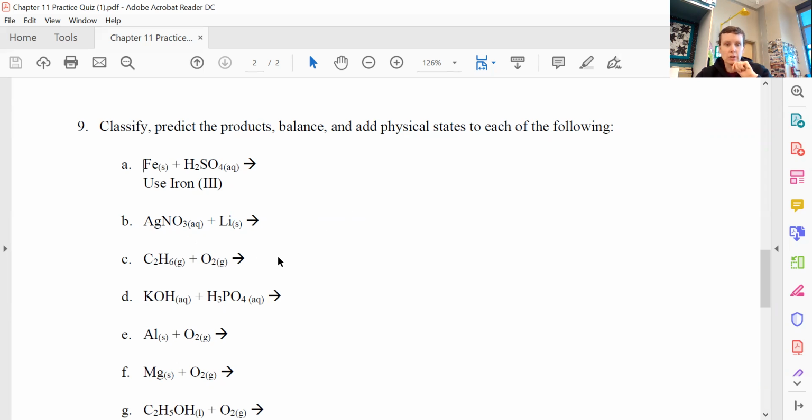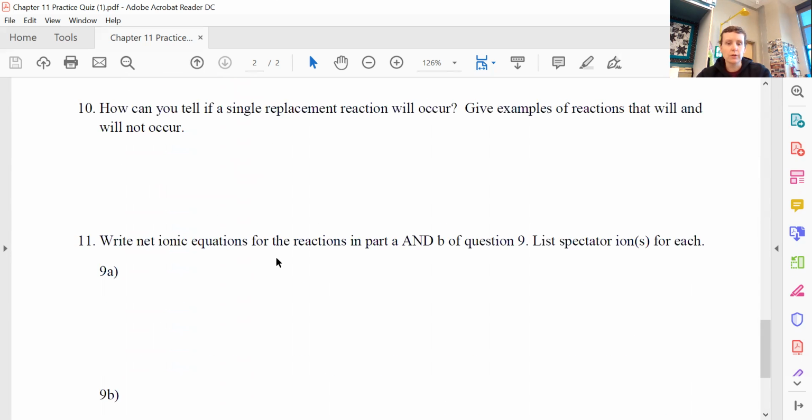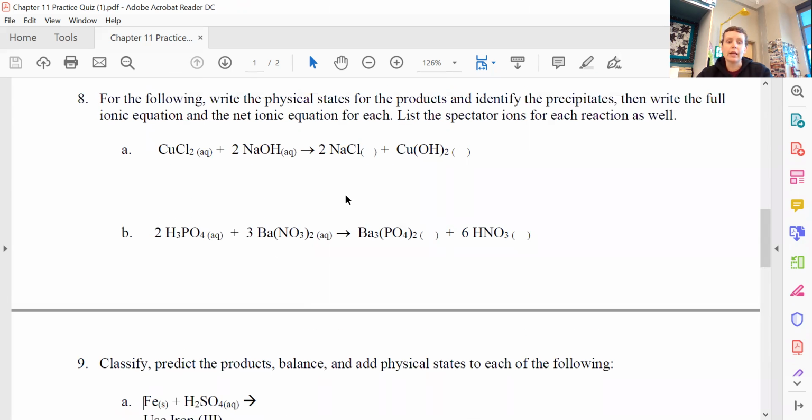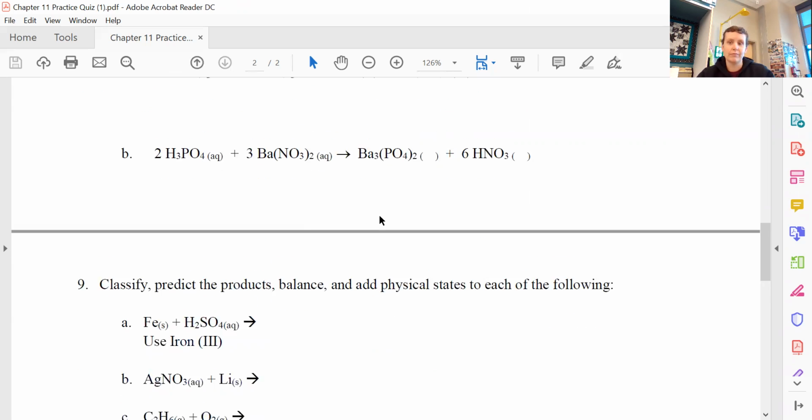Okay, spectator nitrate. So again, on our quiz, you are going to have the option to do a net ionic for a double replacement or for a single replacement. We will only grade 1, and it'll be the first one if you do both of them. So if you do both of them and you want us to grade the second one, make sure you circle it so that we know which one you want us to grade.